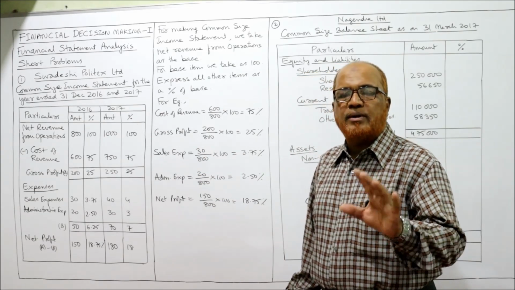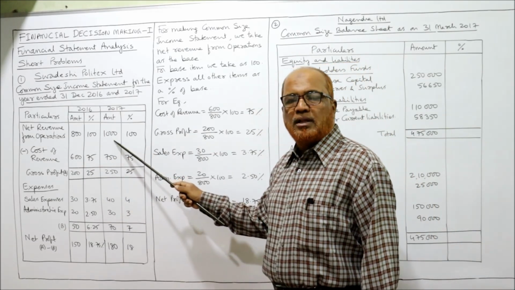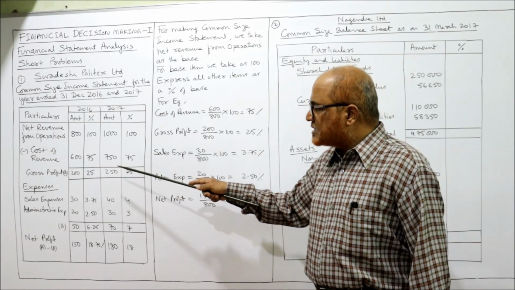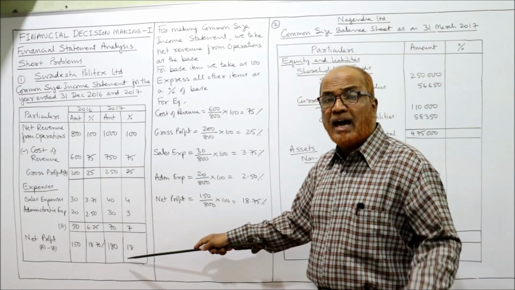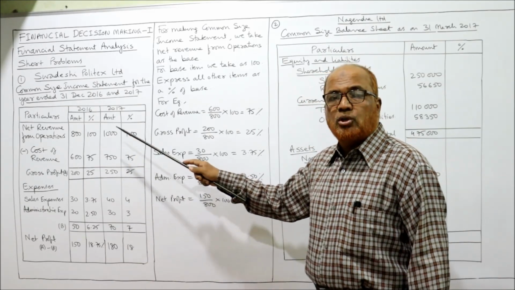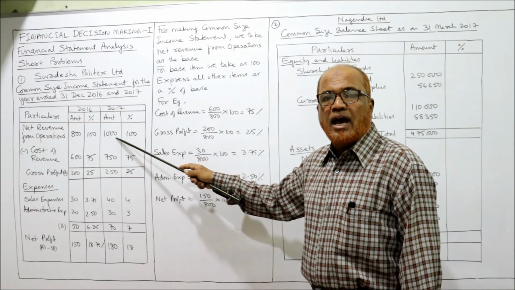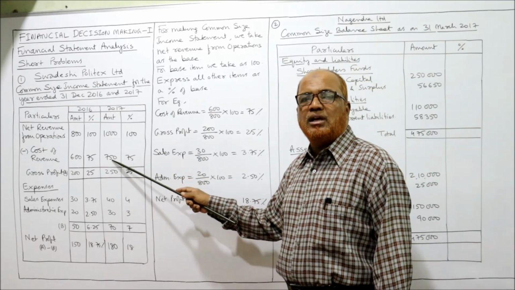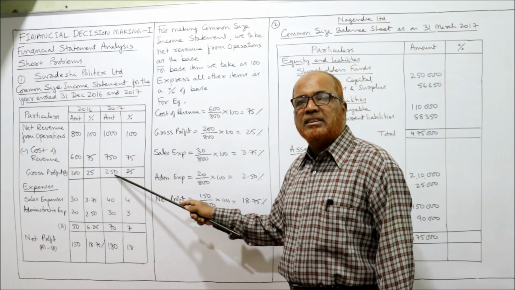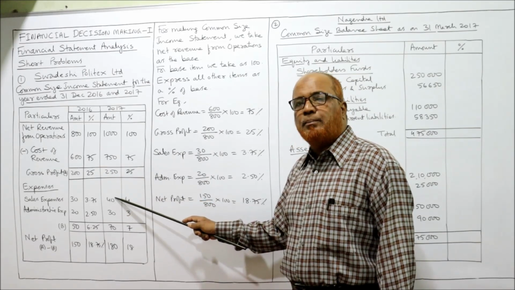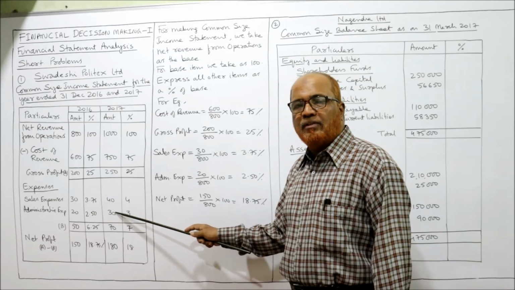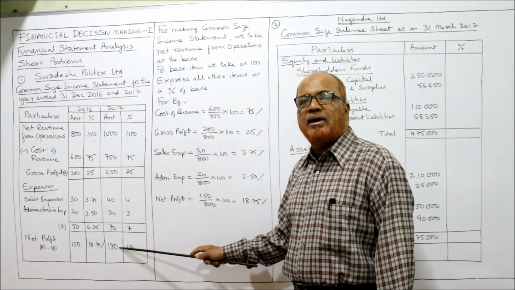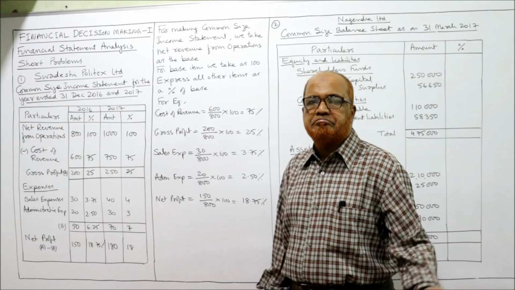So for 2017, how much is the net revenue here? 1000. This we take as 100%. This is the base. Now express all other items as a percentage of base. So the denominator you take 1000 and the numerator you take all these values. So 750 by 1000 into 100, 75. 250 by 1000 into 100, 25. 40 by 1000 into 100, 4. 30 by 1000 into 100, 3. 70 by 1000 into 100, 7. 180 divided by 1000 into 100, you will get 18. That's all.